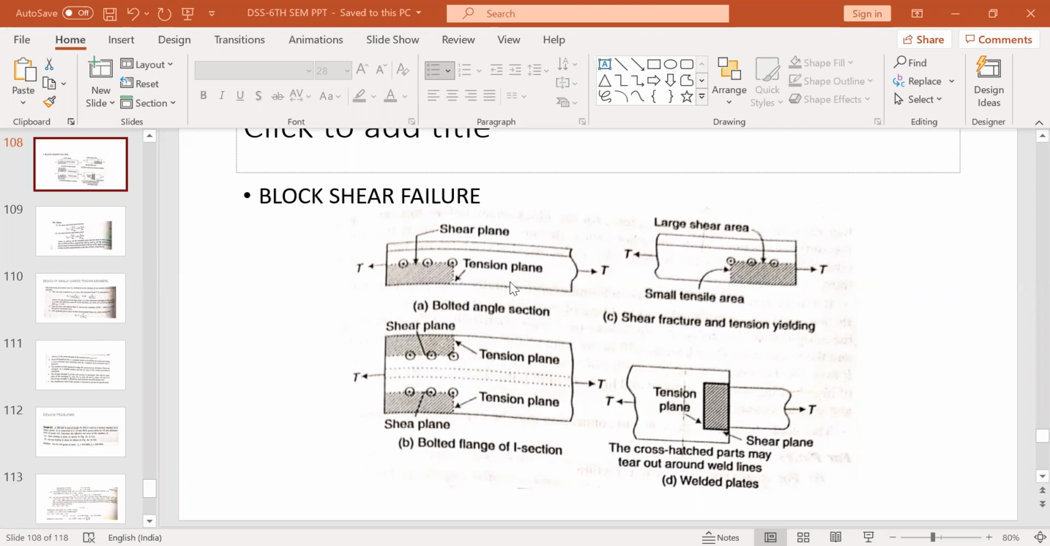So as you can see, there are four sections here. The first one is for the bolted angle section, the second one is for shear fracture and tension yielding, then the bolted flange of I section, the various kinds of connections for angle and I sections. This is how the block shear failure occurs.